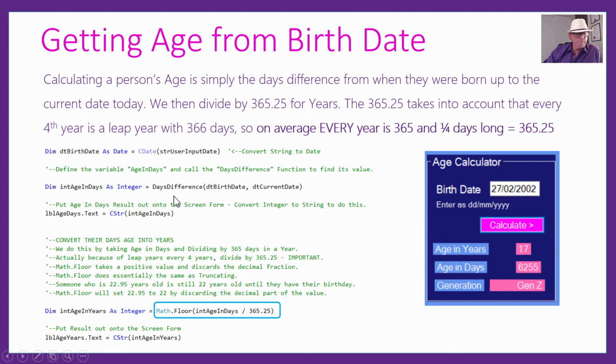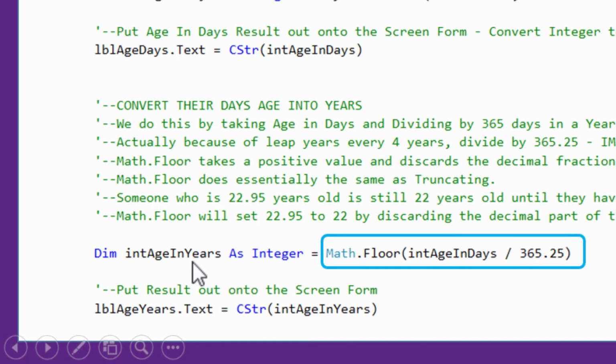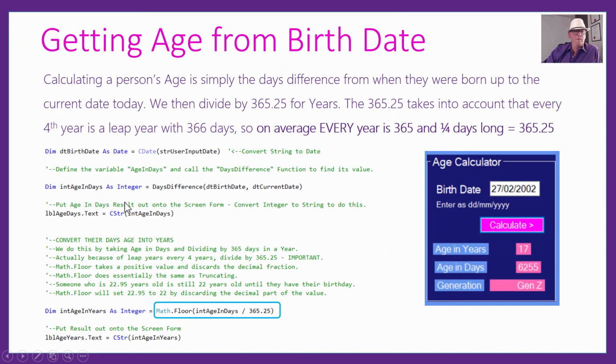So all we do is when we dimension our int age in years, so we get the days difference thing, and that'll tell us how old they are in days. We can put in here their age in days is, wow, if you're 17 years old, you've already been on the planet 6,255 days.